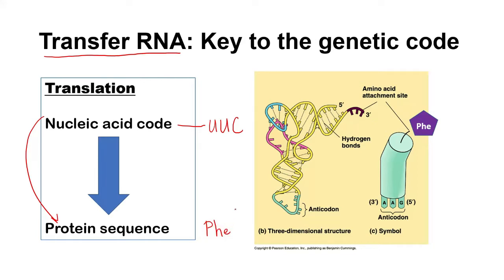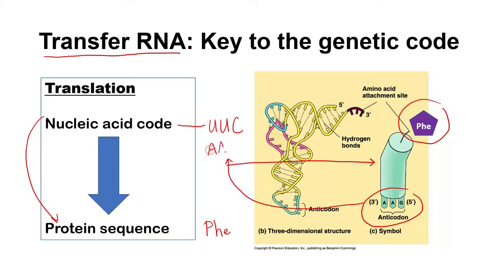But again, the cell can't do that. So its go-between is the tRNA. And this simplified version highlights the anticodon and the amino acid. Notice this anticodon is complementary to the codon. So AAG, all of those are complementary, and it carries with it the amino acid phenylalanine. So it physically is attached to this tRNA molecule. And that's the key to the genetic code. That's how we get translation done.